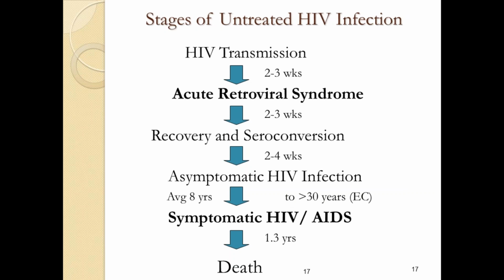But then there are other folks, also in the minority, that go through this entire spiral from transmission to death within 2 years. They're called rapid progressors. So even though we say on average it could be about 8 years, it really depends. There are some patients that are going to go through this very, very quickly, and then there's some that are going to stay asymptomatic for a really long time.